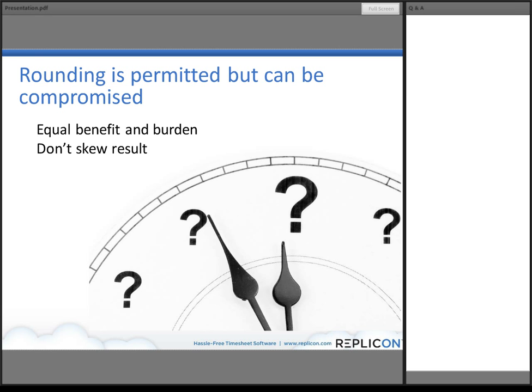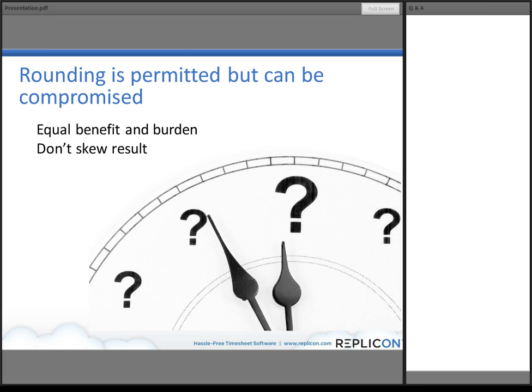Rounding ultimately is permitted so long as the benefit and burden fall equally on the employee and the employer. In other words, the overpayments and underpayments should average out to zero. And you might say, well, gee, my time clock generates this nifty report of rounded time. What do I have to worry about?